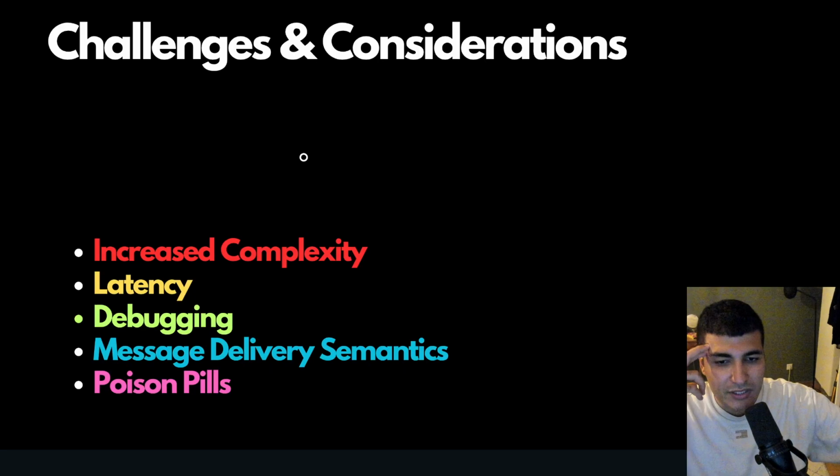Number four, message delivery semantics. Understanding the guarantees is crucial, and handling idempotency in consumers becomes paramount, and this is not easy at all. Also, we have poison pills. Malformed messages can repeatedly cause consumers to crash, requiring dead letter queues and error handling strategies. And I will create a video that talks about what a dead letter queue is, because it's a pretty important concept in asynchronous communication and system design.